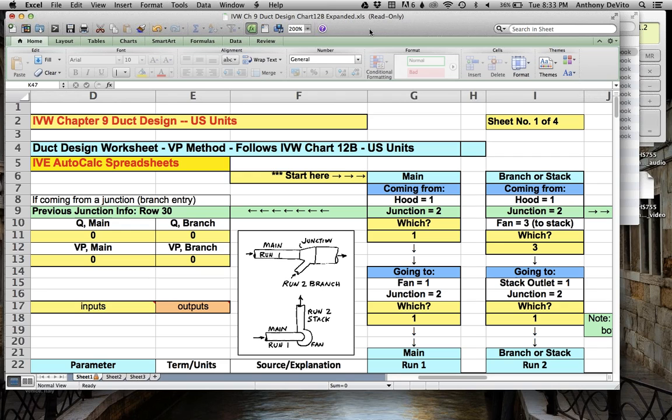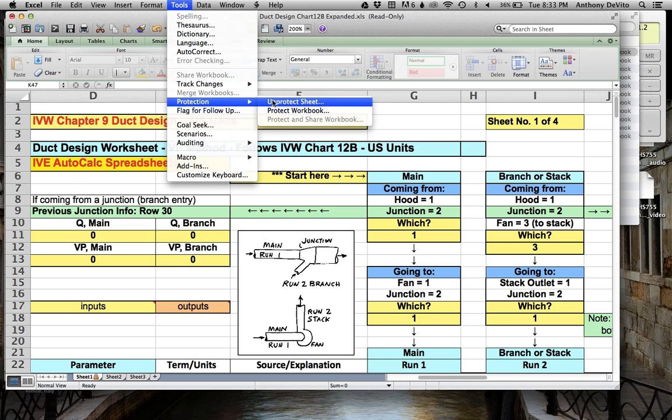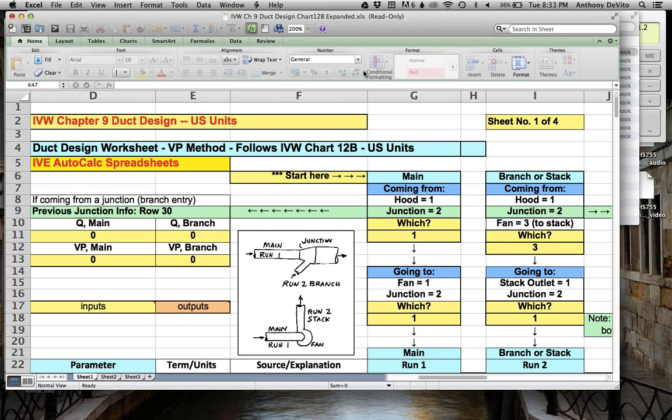Okay, so first thing I'm going to do is notice that it's read-only. If you look way at the top there, it says read-only. It's protected, so you can't erase this or change it, right? So I'm going to go into Tools, say Protection, Unprotect the Sheet. His password is Jeff. I don't think the case matters. Now it's unprotected. I can start making changes.